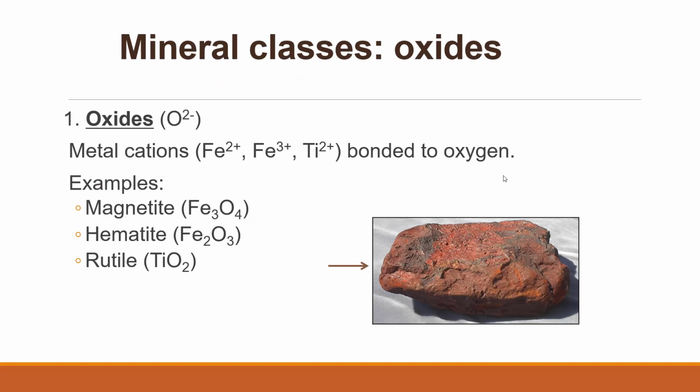So, first one we're going to talk about are oxides. Oxides are where you have an O2 negative. So these will bond with metal cations. So iron, different flavors of iron, titanium, they will bond to this oxygen. So magnetite is an example. Hematite, rutile. Magnetite and hematite, they look very similar. Hematite can actually turn into magnetite as it takes in more oxygen from the environment. You can actually have magnetite going the other way too.